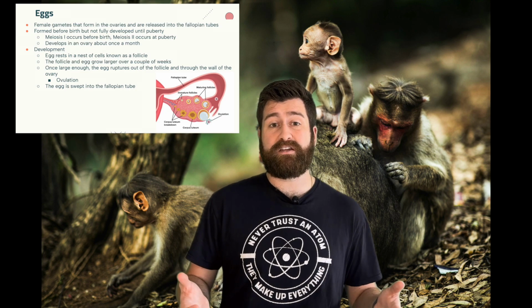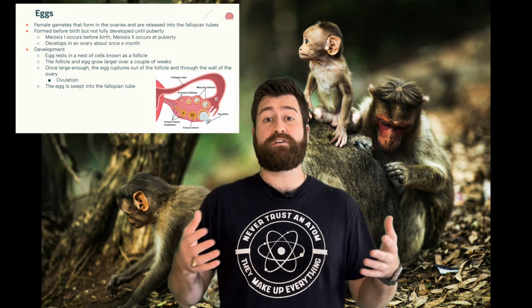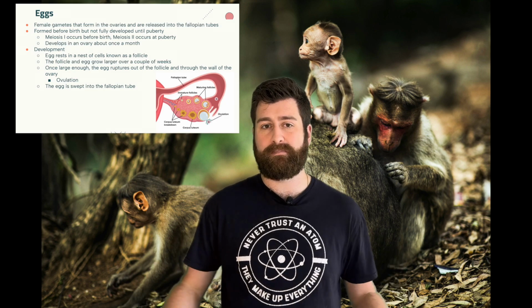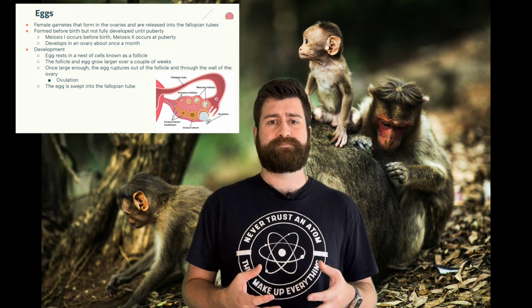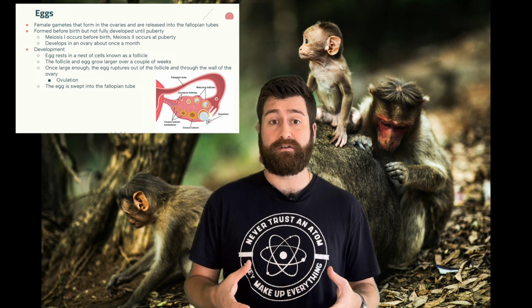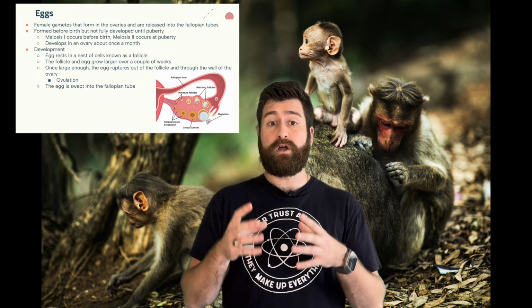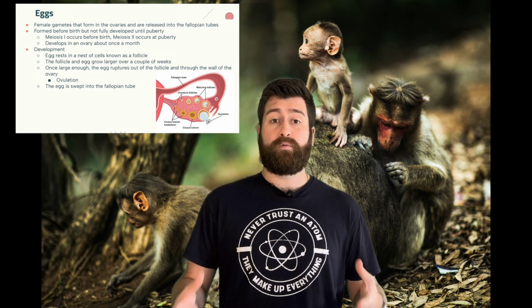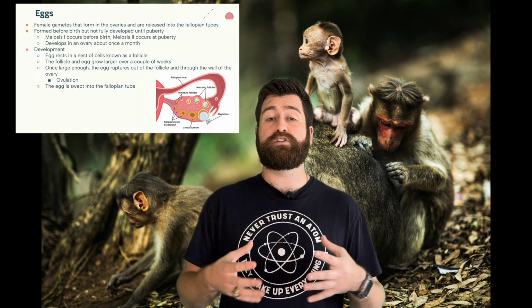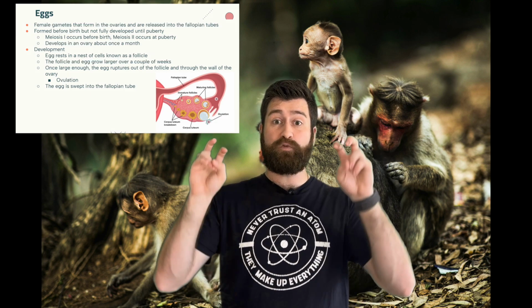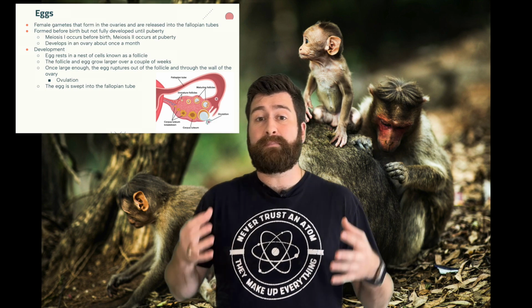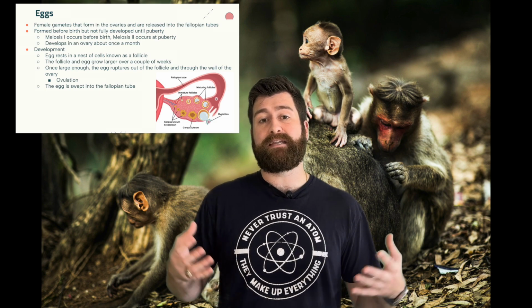Remember our conversation about meiosis? Well, meiosis 1 occurs before birth, and meiosis 2 occurs much later at puberty, where the eggs develop in an ovary about once a month. And what do I mean by development? Well, eggs rest in a nest of cells that are known as a follicle. The follicle and the egg grow larger over a couple of weeks. Once that egg is large enough, the egg ruptures out of the follicle and through the wall of the ovary, which is called ovulation. The egg is then swept into the fallopian tube, where it travels to the uterus. If fertilization and implantation do not occur, it exits the body via menstruation.